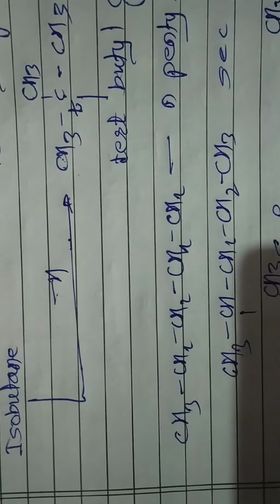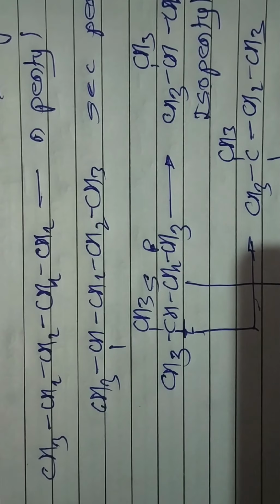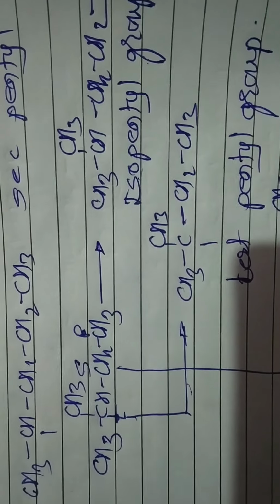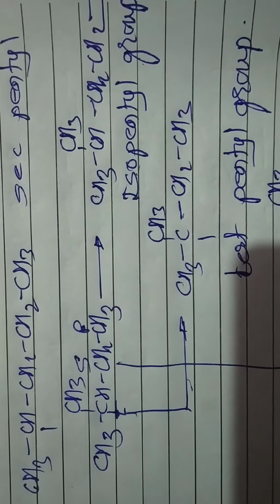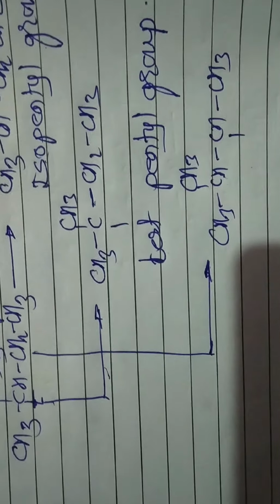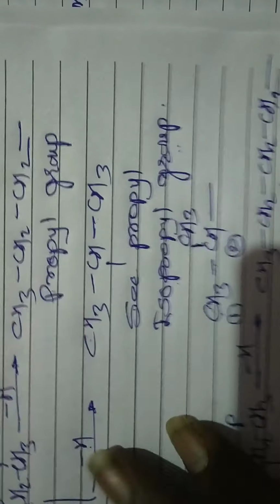Similarly, we can form N-pentyl, secondary pentyl. In case of isopentane, we get the isopentyl group and tertiary pentyl group for primary and tertiary carbon atoms. If secondary hydrogen is removed, the group cannot be given a common name.